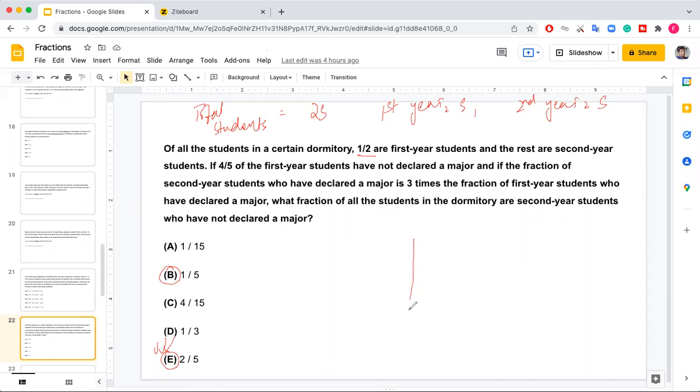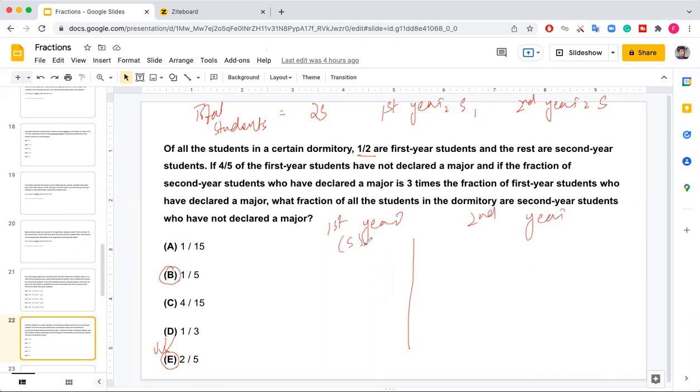Okay, let's do it this way. There are multiple ways to solve this. This can be solved with the Venn diagram concept and the 2D matrix, but we will not get to that concept for now. We will move to that when we solve the Venn diagram portion. Okay, so let's say this side is for first year students and this side is for second year students.